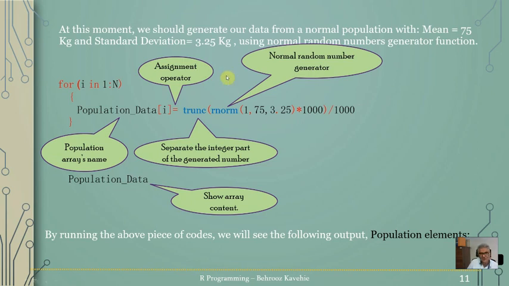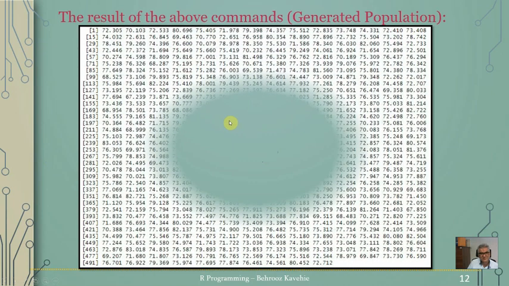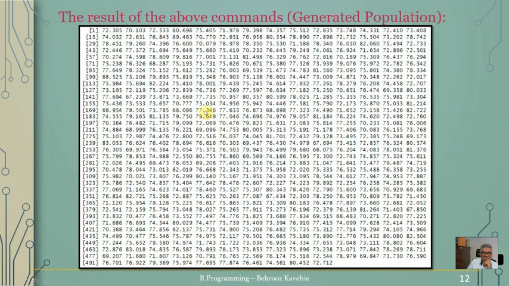Trunc, which we already discussed, keeps the integer part of the value. Our norm function, which was the random number generator, and finally we run the command. These 500 numbers have now replaced the 500 zeros in population data. Now we have a statistical population that contains 500 numbers with a maximum of 3 decimal digits, normally distributed, with a mean of 75 and a standard deviation of 3.25. We are done with the population.